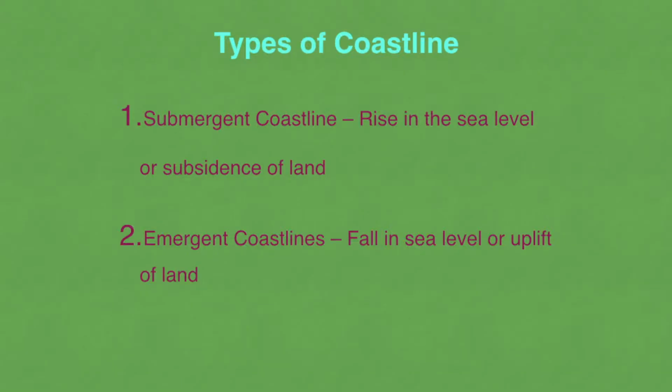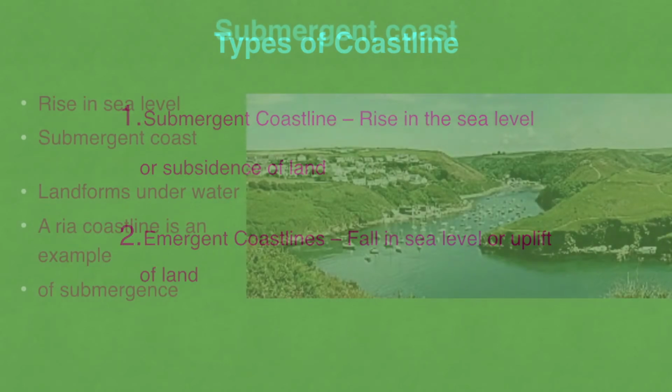Hello students, once again today we will be meeting with a new lecture on geomorphology, that is coastal process and the landforms. There are two types of coastline. Whichever part of the world, wherever it is, whichever climatic area, these are the two types of coastline that we are always going to find. One is called the submergent coastline and one is called the emergent coastline.